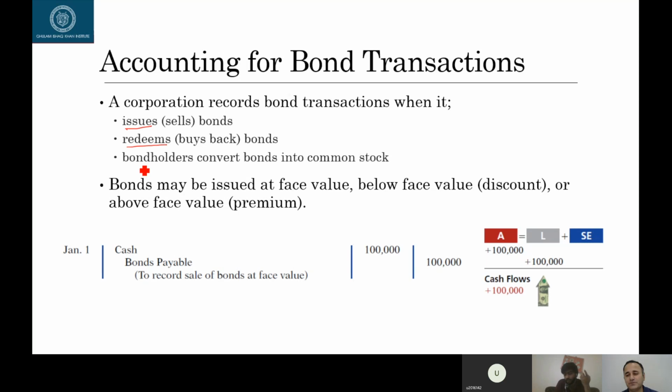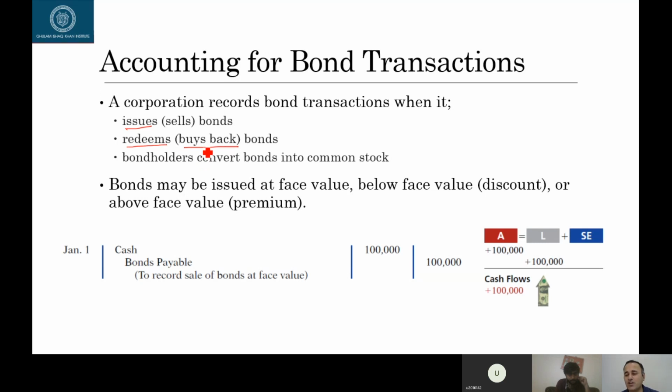Sir, in simple words, redeem means that in accounting it's buyback, but simply it means that if you have done something wrong, you need to do something to repair the damage, to reverse it. Yes, it's like buyback. Okay, so redemption is buyback.